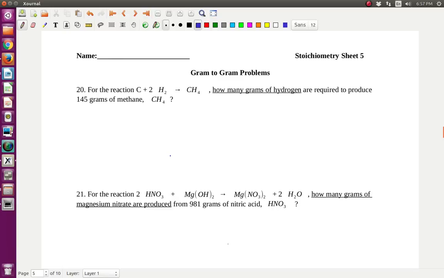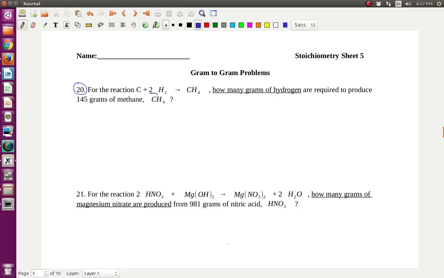I need you to pull out your stoichiometry sheets, and we're going to go through stoichiometry sheet 5. We're going to go through question number 20 as an example, and you've been assigned the remainder of the questions at some point in the next couple of days. All right, so let's look at this reaction first of all.